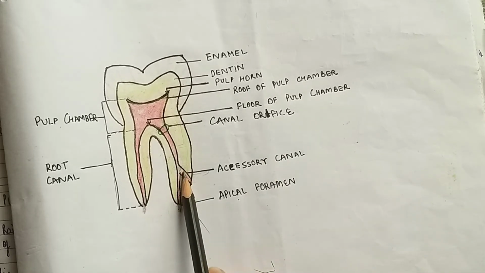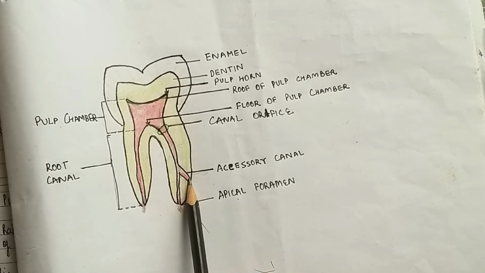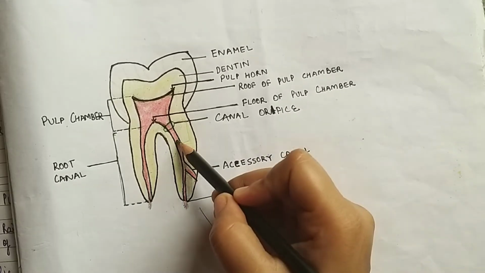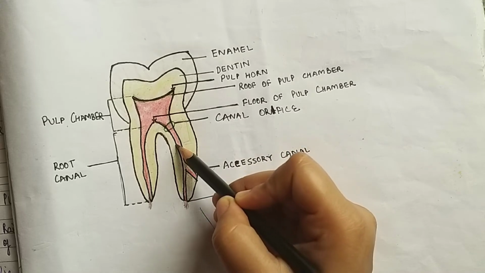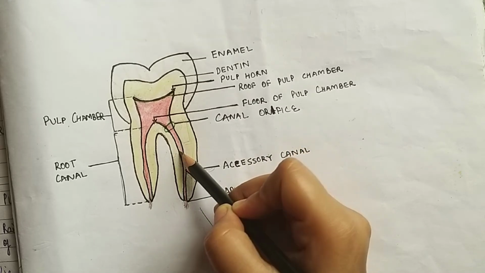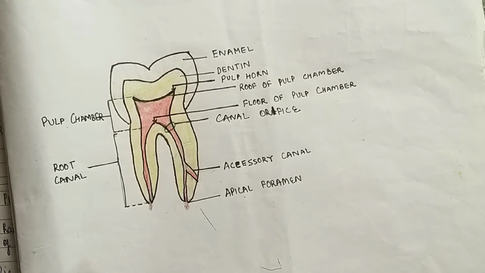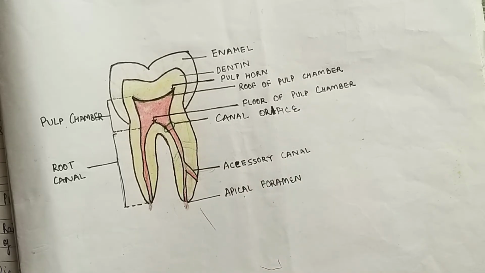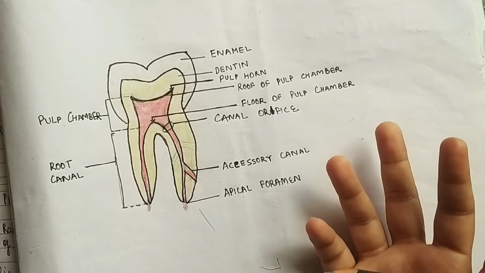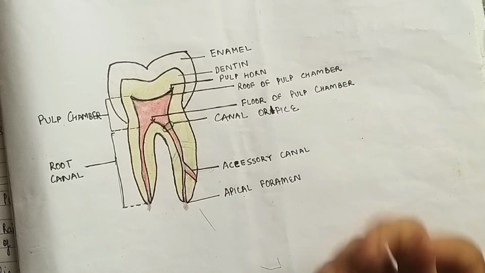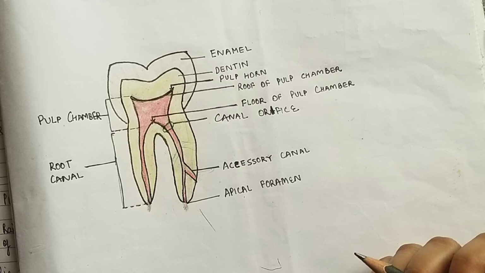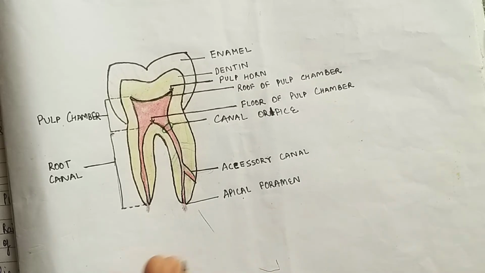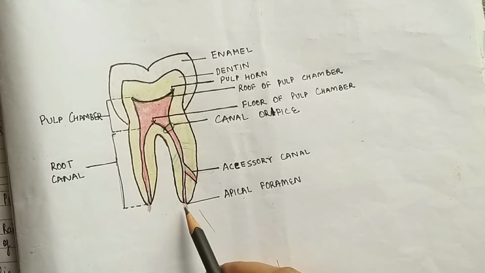As you can see in this diagram, the accessory canal is basically a lateral extension of the main canal. So any extra canal which is arising from this main canal is known as accessory canal. So it can arise here also, here also. So there is no definite location, but usually it is more commonly seen in the apical third and the furcation area, known as accessory canal. And whenever these accessory canals are present on the lateral surface of the tooth, they are known as lateral canal.